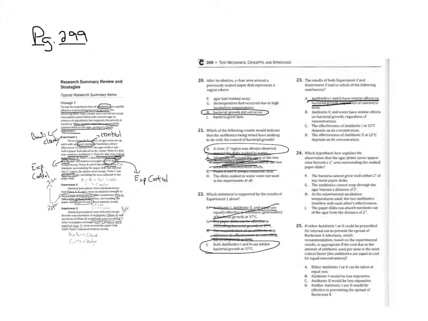B said antibiotic 2 and water have similar effects on bacterial growth regardless of concentration. Well, we see that in experiment 2, B and C were cloudy, so they were the same. But in experiment 3, B was clear and water, C disc, was cloudy, so they have different results. So the concentration does matter because we increased the concentration in experiment 3, so it's not B.